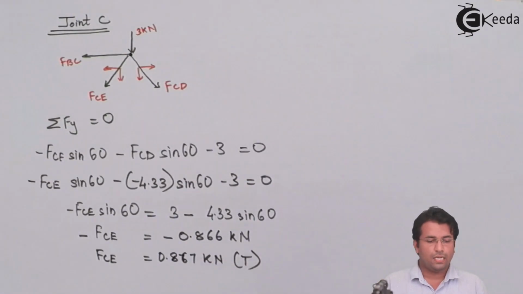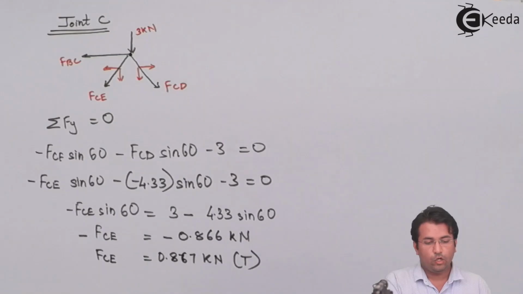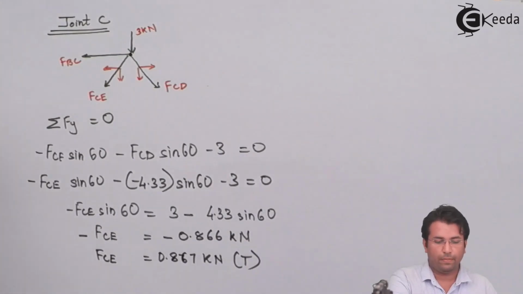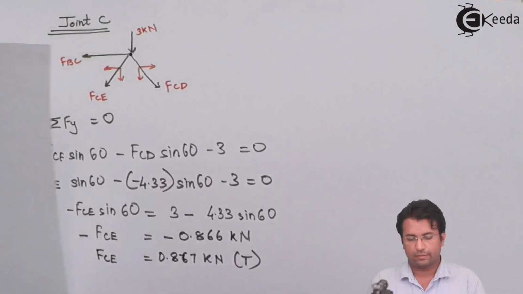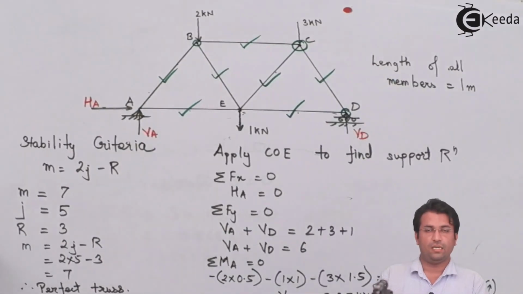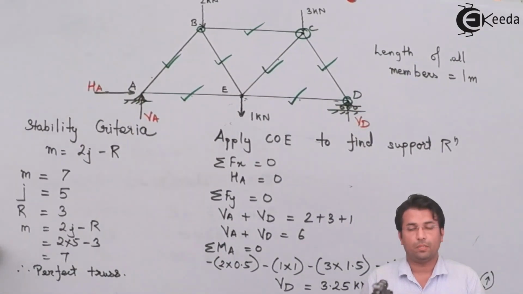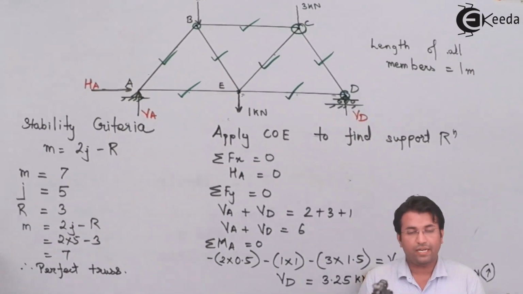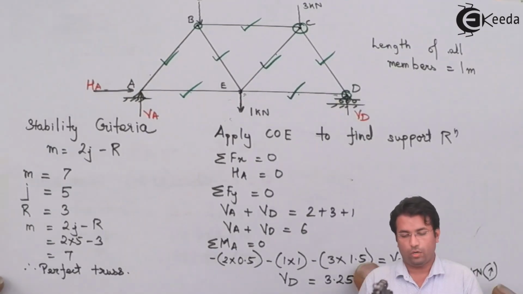So in this case, I have got the value for force in member CE to be positive, and the value is coming out as 0.867 kilonewtons. So I have done this member as well. So in this way, I have calculated the force in all the members. So now the last step that I need to do is to tabulate all the results that I have got.